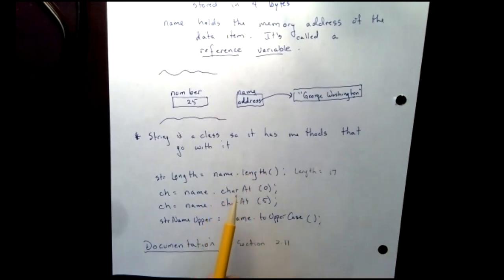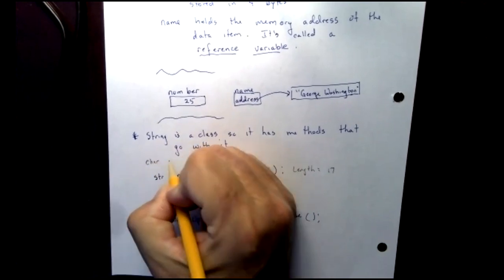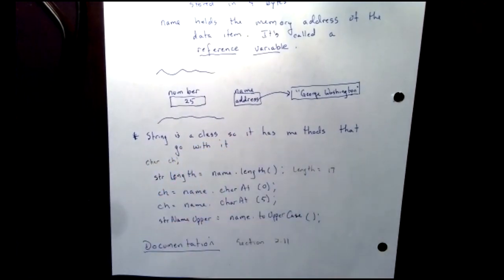And the next method is something where I'm going to declare a character called ch. What do I mean by that? I'm going to go char ch because it'll be able to hold a character. I'm going to say, okay, let's take a look at that string. And what's the character at location 0?